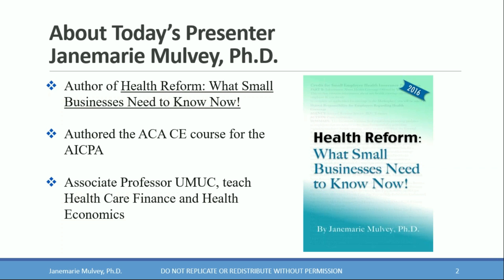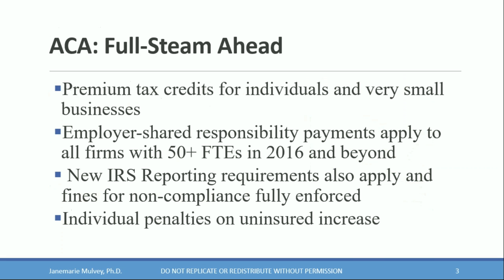But today I want to talk mainly about what the key elements in the Affordable Care Act are and how it will impact accountants. So, ACA Full Steam Ahead. After much delay, ACA is fully implemented, and so we have premium tax credits for individuals and very small businesses. The so-called employer shared responsibility payments apply to all firms with 50 or more full-time equivalents in 2016 and beyond.